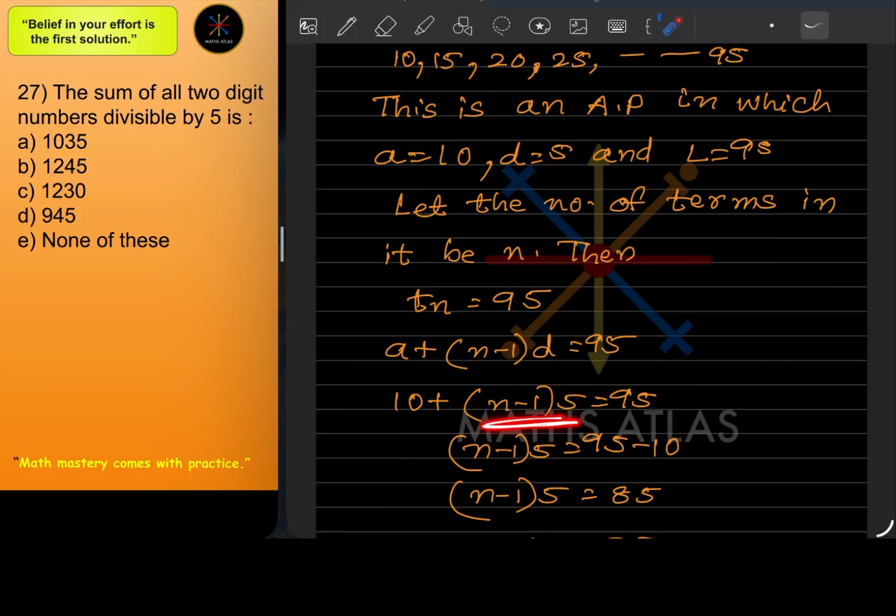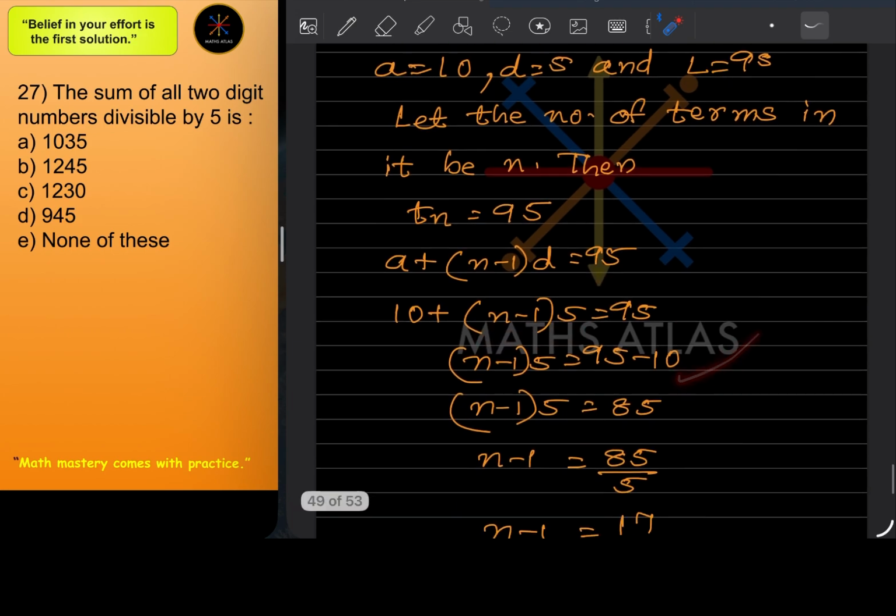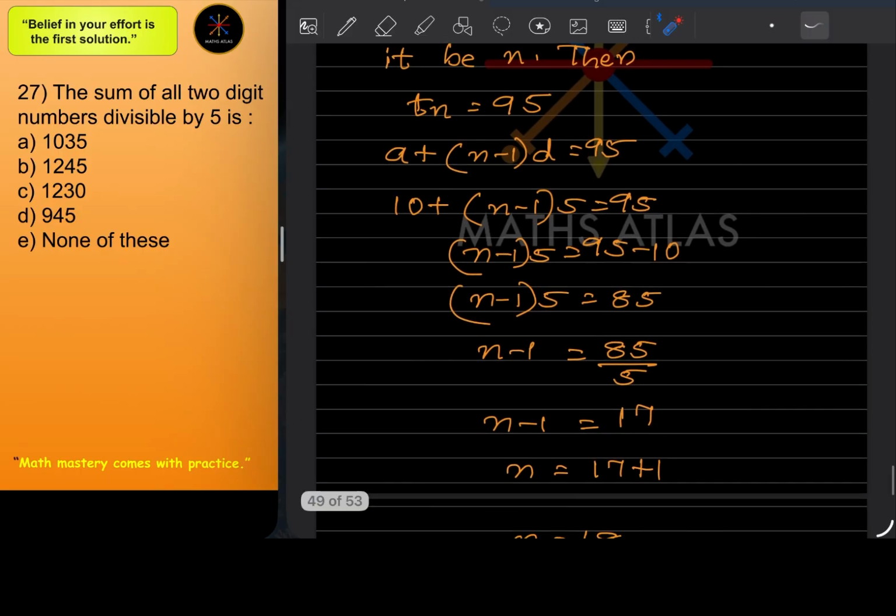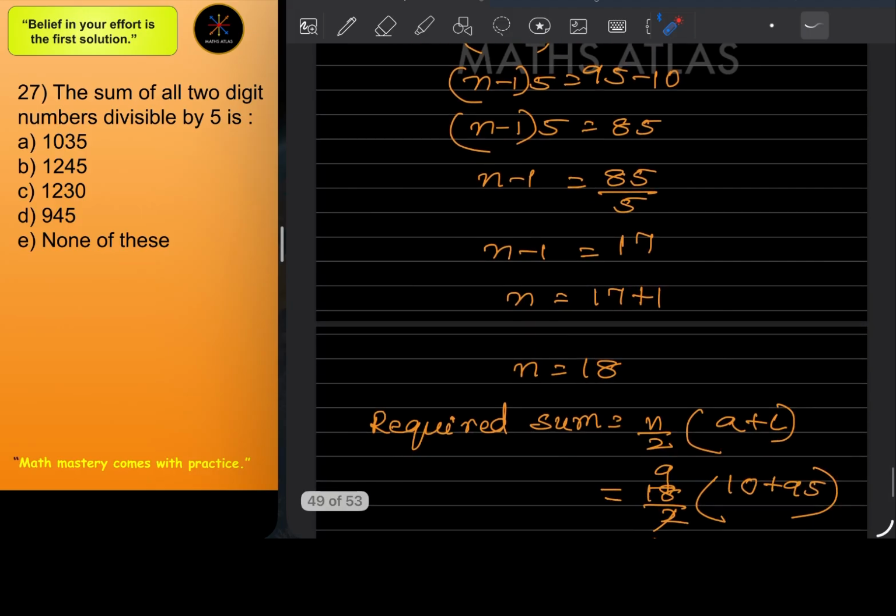Now the same we keep as it is. This is 95, this is plus 10, so this will go on the other side and become minus 10. So N minus 1 into 5 will be 85. So N minus 1 is 85. This is multiplication, so it will go on the other side and get divided. So N minus 1 is 17. This 1 will go on the other side, so 17 plus 1 is going to be N is 18.